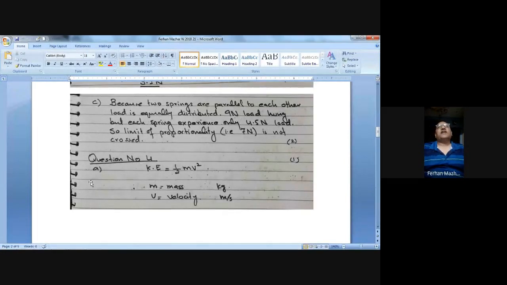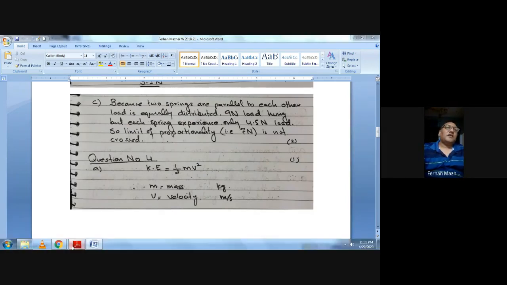Because two springs are parallel to each other, the load is equally distributed. A 9 Newton load is hung, but each spring experiences only 4.5 Newton load. So the limit of proportionality, that is 7 Newton, is not crossed. It's a 2 marks question. I hope that you have understood it.